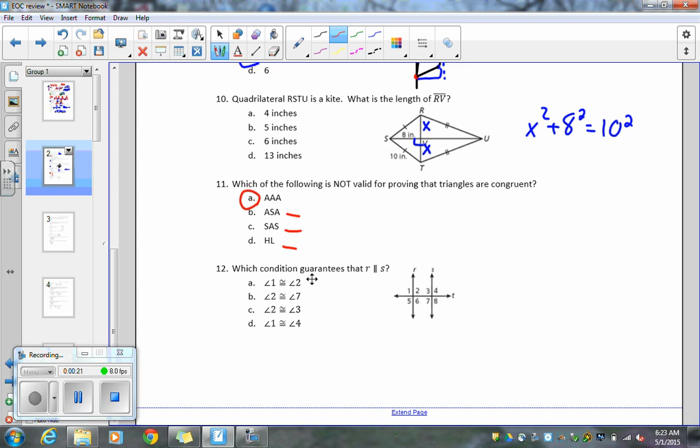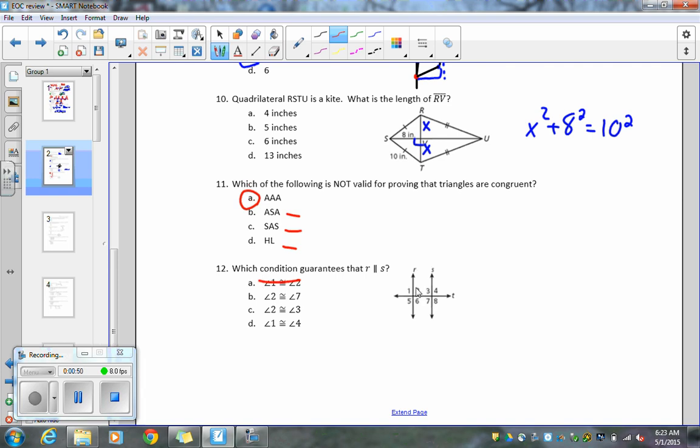Which condition guarantees that R is parallel to S? As you're working through this, my recommendation is to see if there is something that proves alternate interior angles, alternate exterior angles, something like that. That's going to help us out. So angle 1 and 2, notice that these two angles are only on line R. So obviously that's not going to be the case. So A is a no-no.